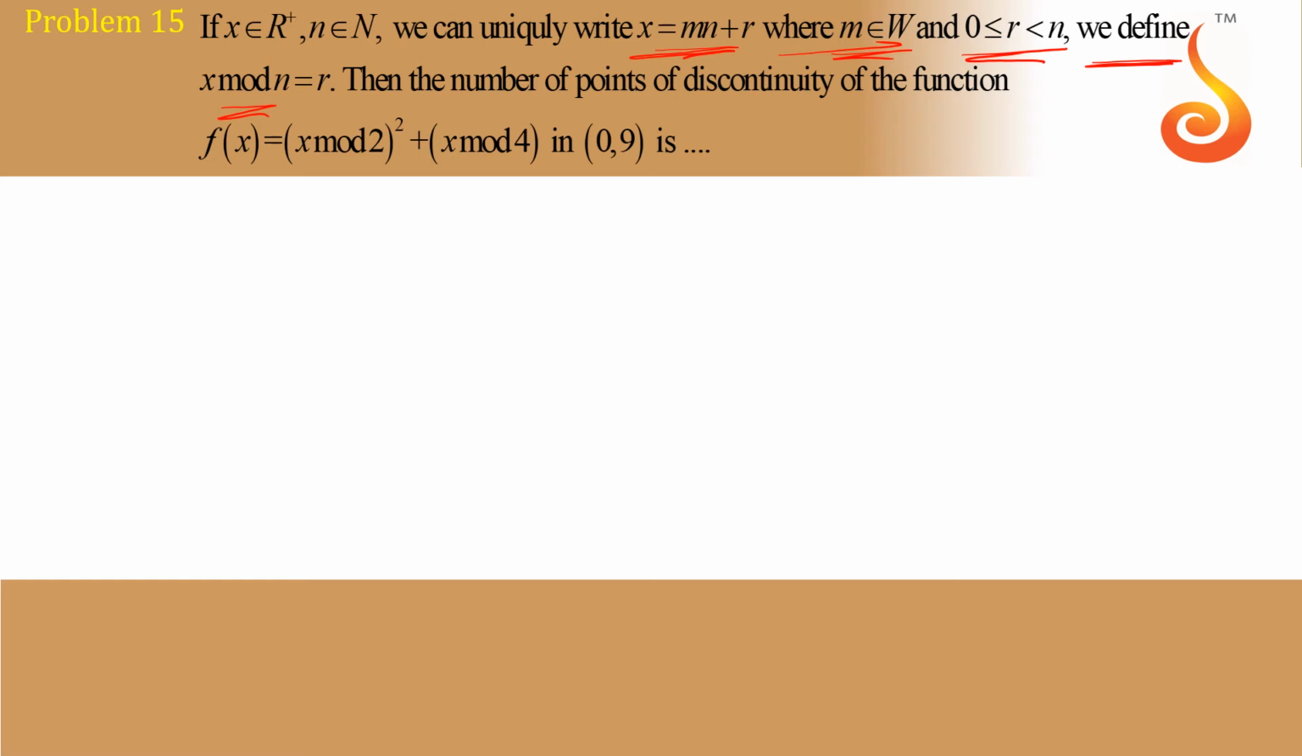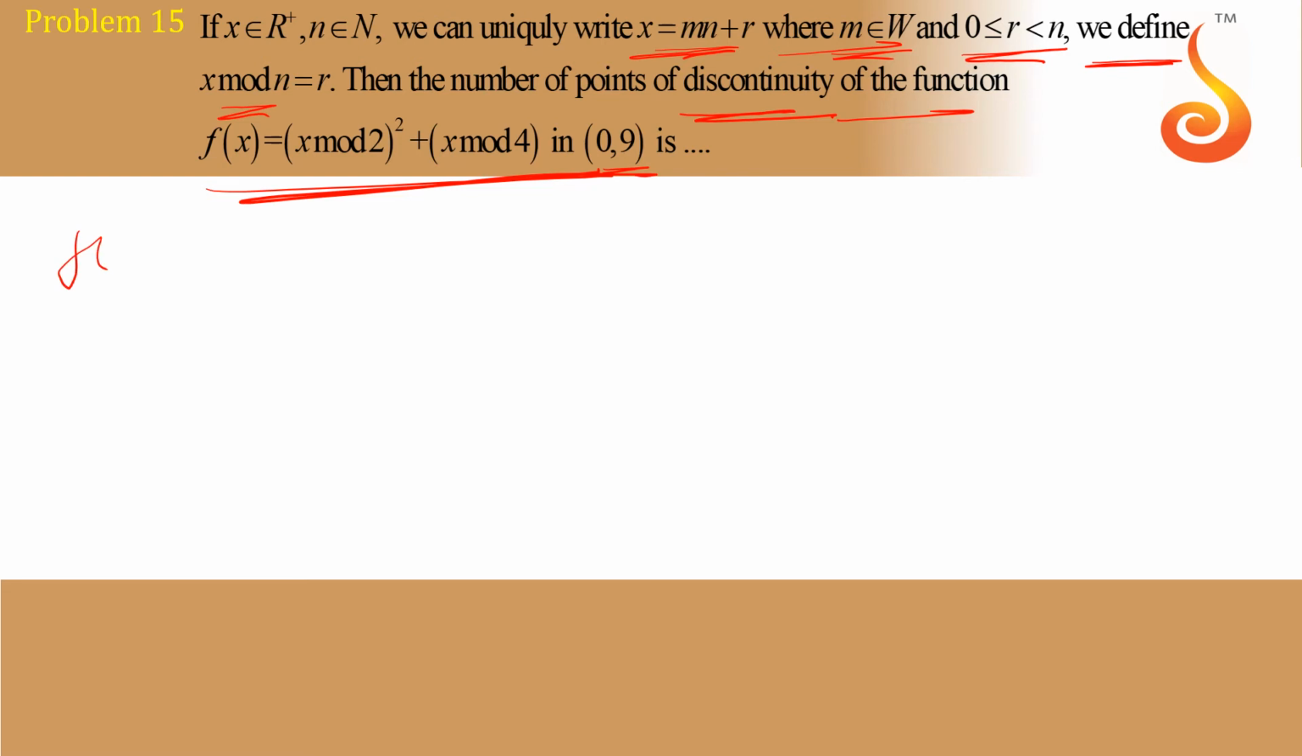Then the number of points of discontinuity of this function, which is defined in the interval x values 0 to 9. So what is f of x? x mod 2 whole square plus x mod 4. Now in between 0 to 9 I have to see.